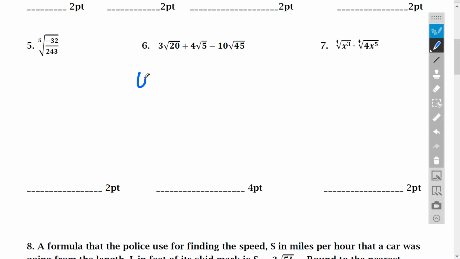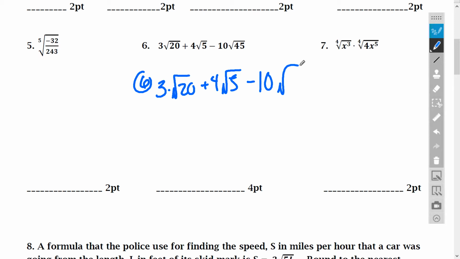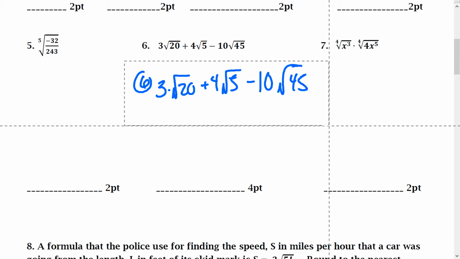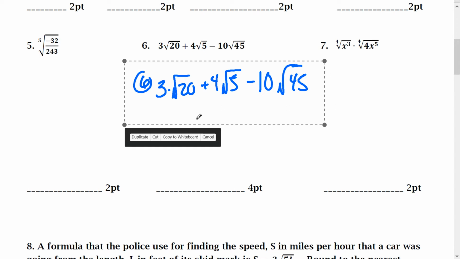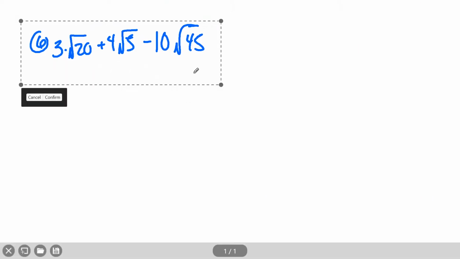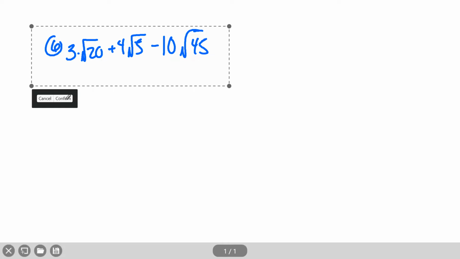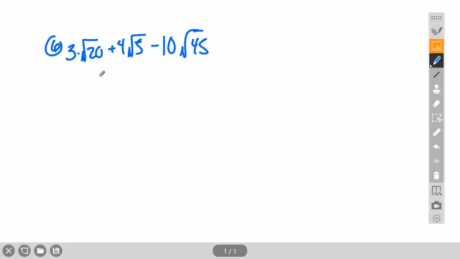All right, number 6. Now this is an addition problem, so this is 3 times root 20 plus 4 times root 5 minus 10 times root 45. Now if you remember, the way that we have to add and subtract these is we first need to make sure that they have a common radical. So we need to simplify the radicals essentially, and these are all square roots.